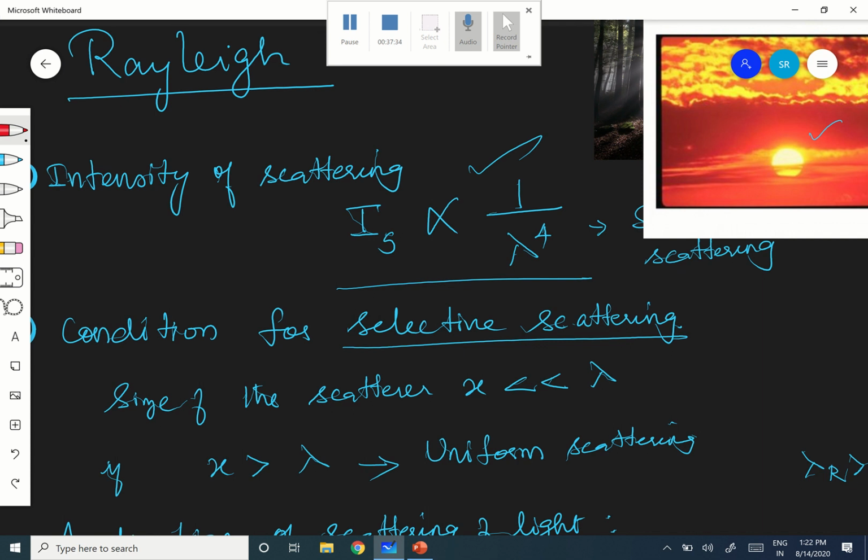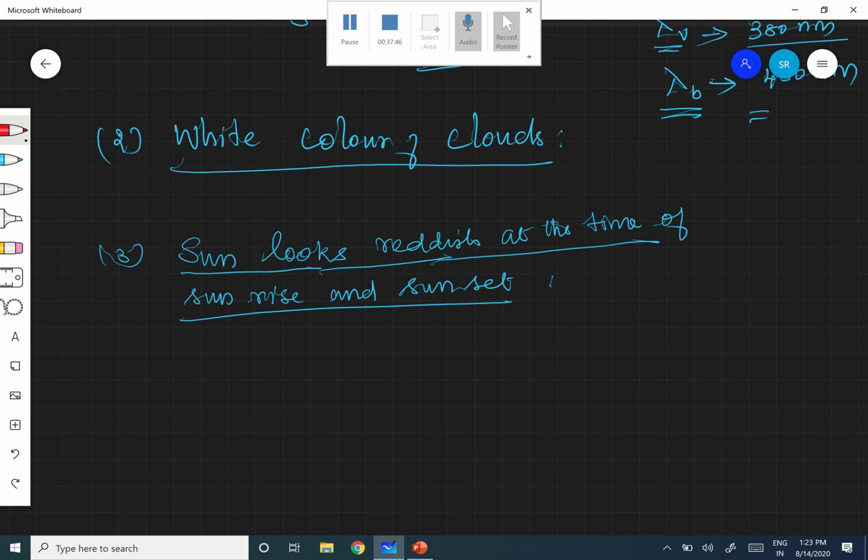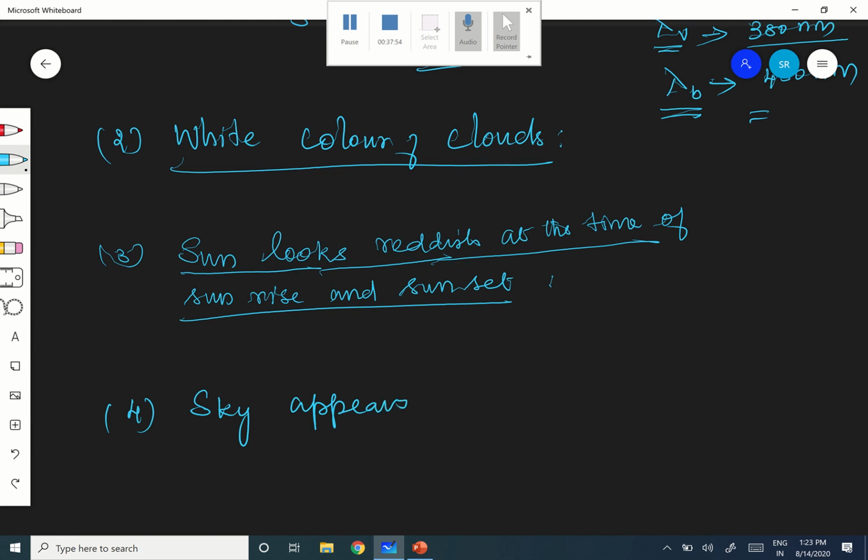Right. One more very important thing that I want to tell you here. The sky appears dark or black for astronauts. That is very, very important here. Okay, what is the reason for that? Why? What do you see here?